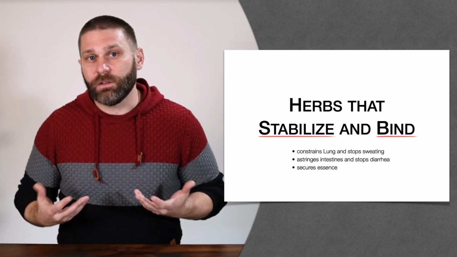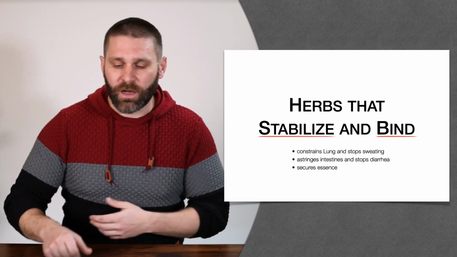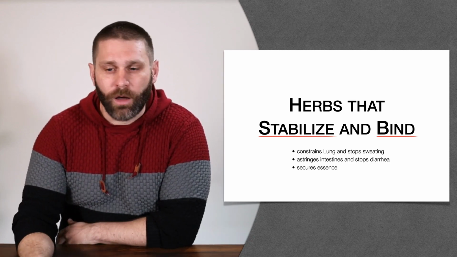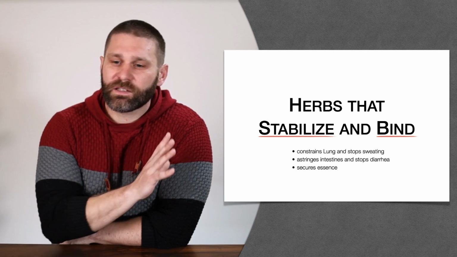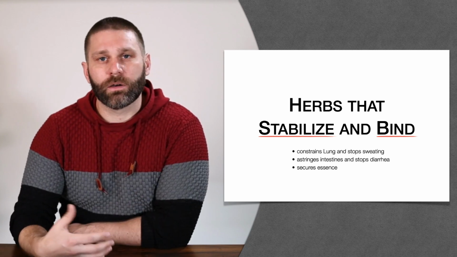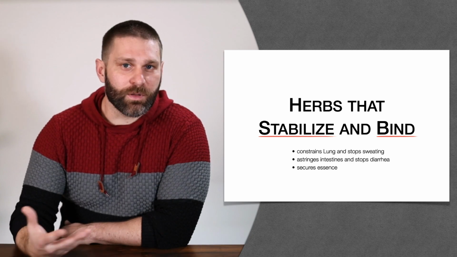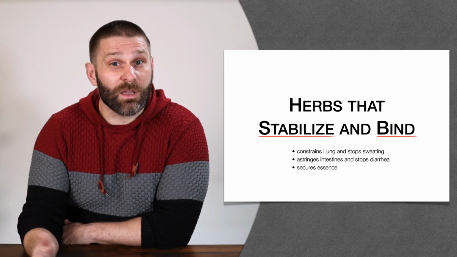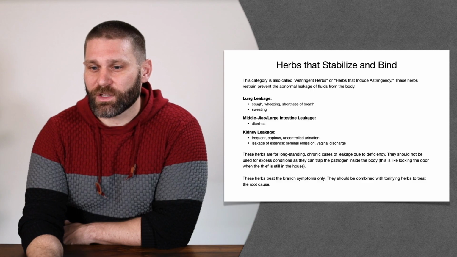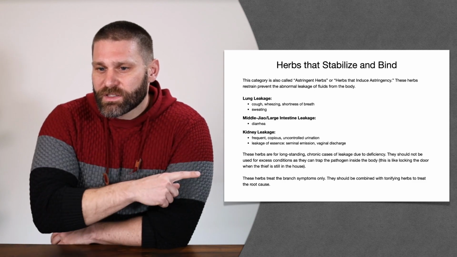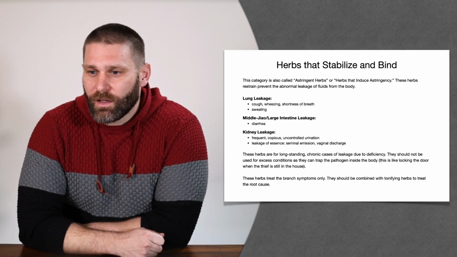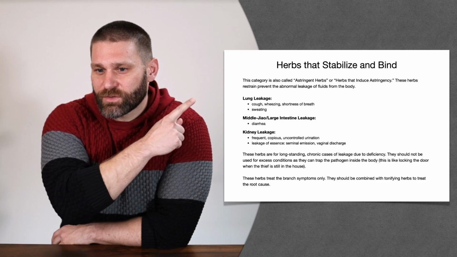And usually we're talking about leakage of fluids, but we can also talk about things like diarrhea, coughing, and other things like that. So that's just what we mean by the category herbs that stabilize and bind. So if you're following along in Bensky, don't get confused by that. If you're using other books, it might just say astringency. So that's what we mean. So this slide, I think, summarizes everything that we talked about. So we can say astringent herbs.